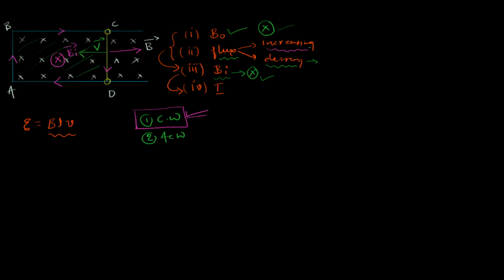And to avoid that increment of flux, B induced would have been outside. And for B induced to be outside, the current should have been anti-clockwise. That's a different story. There are different cases you can go through. But right now, for the given situation, the flux should actually be, the current should be clockwise.